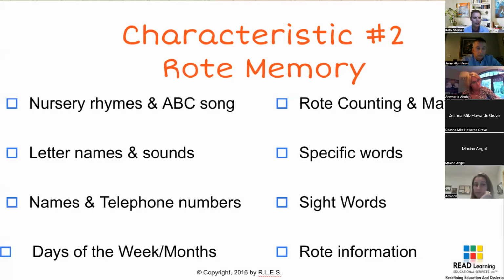I just worked with a young student today. She was 8 years old, and she had no idea what her birthday was. No clue. She couldn't tell me the month she was born in, the date. The year, she definitely didn't know. Bright young girl, but rote memory issues. She couldn't remember how to spell her last name either. 8 years old.